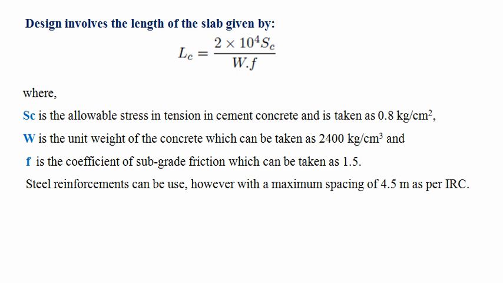The length of the slab in order to resist the flexural drag, that is the spacing of the contraction joints, LC, can be calculated as 2 × 10^4 × SC / (W × F), where SC is the allowable tensile stress in the cement concrete and is taken as 0.8 kg per centimeter square, W is the unit weight of the concrete, which can be taken as 2400 kg per centimeter cube, and F is the coefficient of subgrade friction, which can be taken as 1.5.